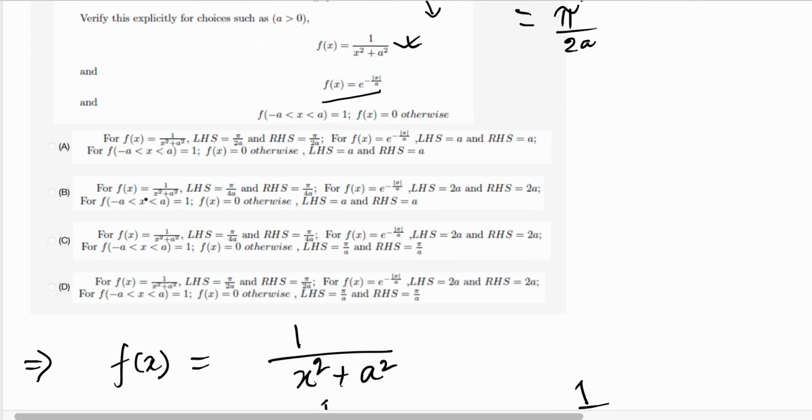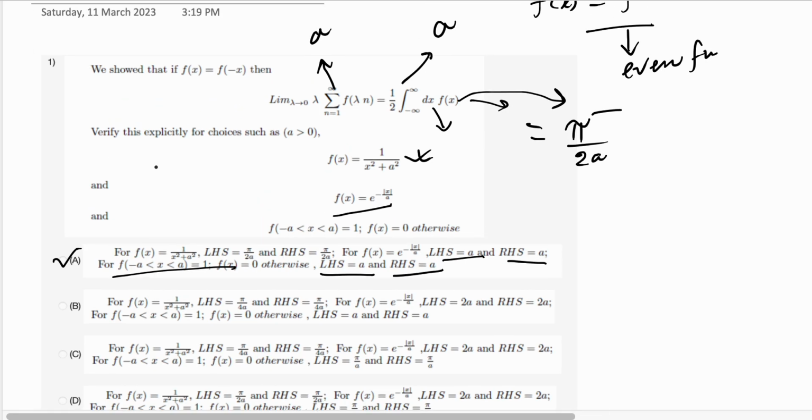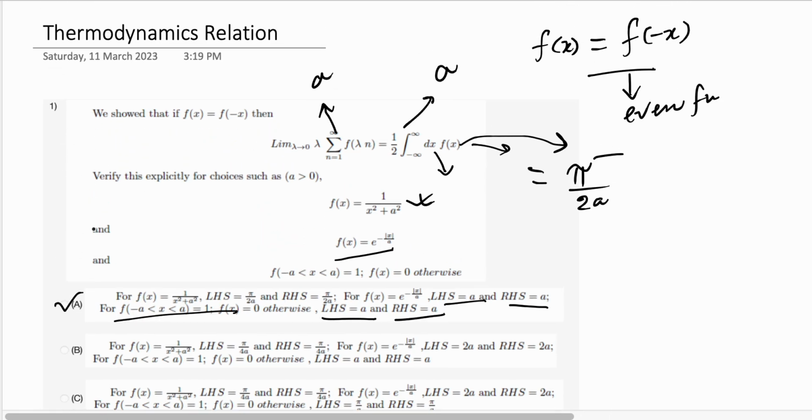Now what will be the answer? For the first function, the left hand side is pi by 2a and the right hand side is pi by 2a. For f(x) equal to e to the minus x by a, left hand side a, right hand side a. For this function also, left hand side a, right hand side a. So we are done with this question, and the correct answer is a.